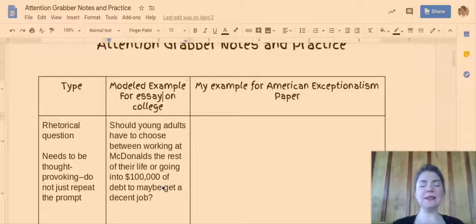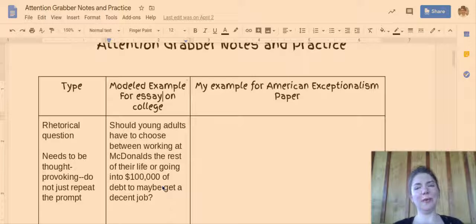Okay, I'm going to provide you with a few different types of attention grabbers. Like I said, the point of an attention grabber is to draw in the interest of whoever is reading your paper. It's really good practice to think about how you can make your topic engaging. This is a really practical skill because there are times when you will be publicly speaking or publicly writing and you want to be engaging. You want to draw that person in. It's an example of having really good rhetoric.